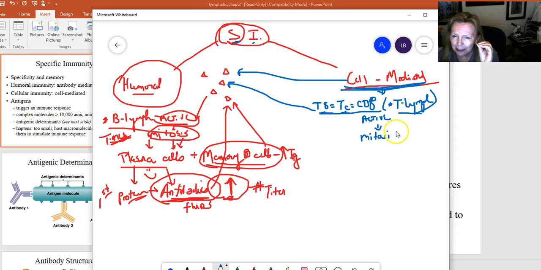Remember, mitosis meant cell division. It's going to be a lot of them now. Only a few get activated, but then they end up undergoing mitosis, and there are a lot of them made now. And when they undergo mitosis, they're so specialized that they're going to be hunting down this antigen, and they're going to do cell-to-cell combat.